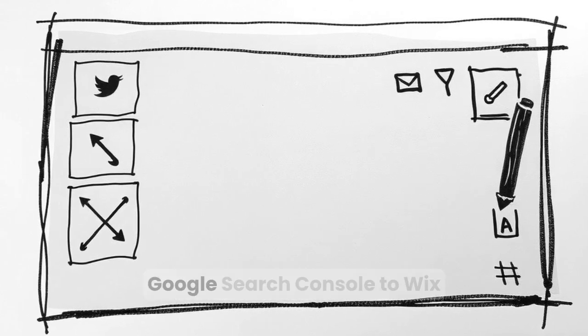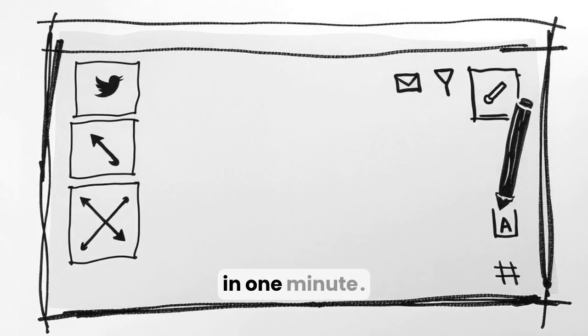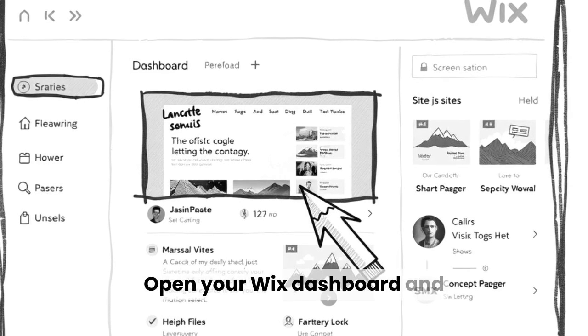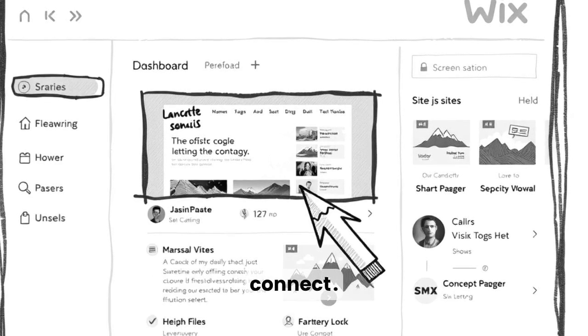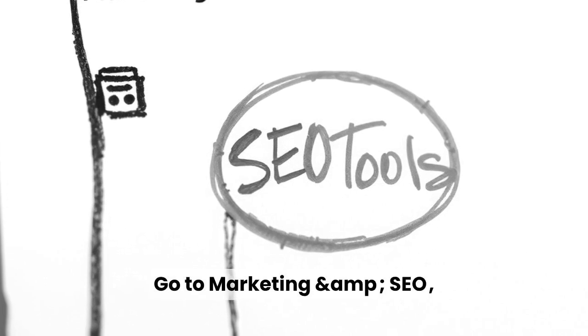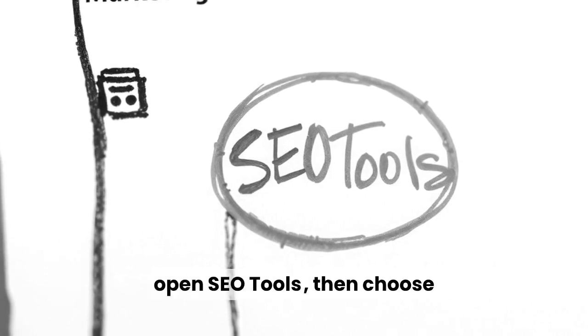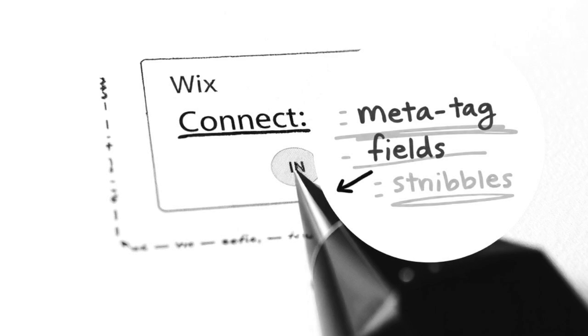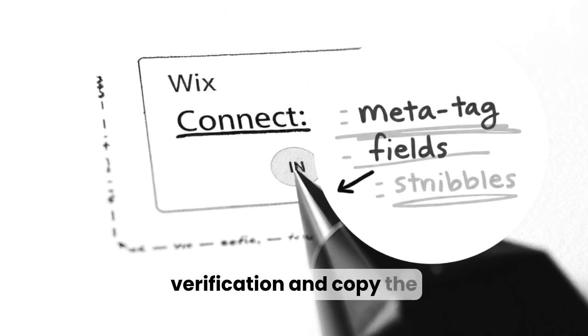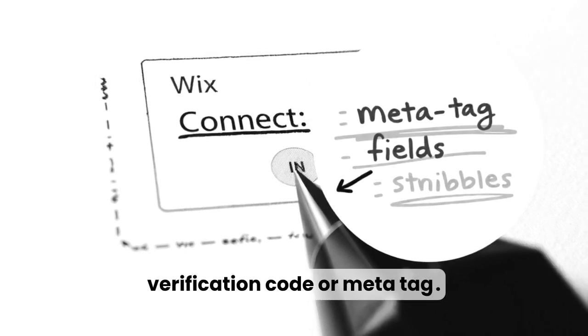I'll show how to connect Google Search Console to Wix in 1 minute. Open your Wix dashboard and select the site you want to connect. Go to Marketing and SEO, open SEO Tools, then choose Google Search Console. Click Connect to start verification and copy the verification code or meta tag.